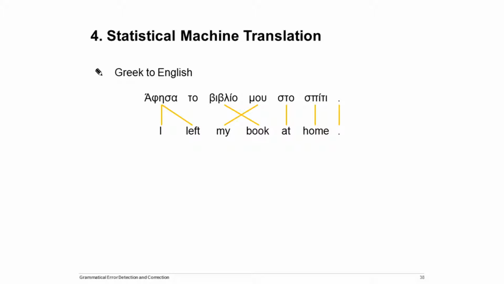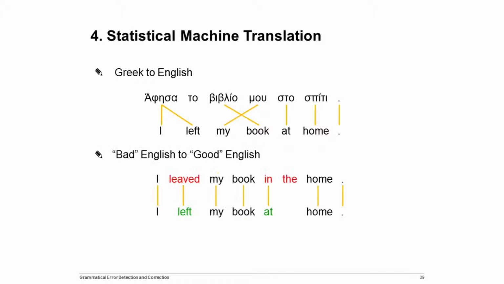So the first version of this talk was given in Greece, so I have an example from Greek to English. So another way to think about error correction is as a translation problem from bad to good English. So this just means we can use all the techniques that have been developed for machine translation and apply it to this problem.